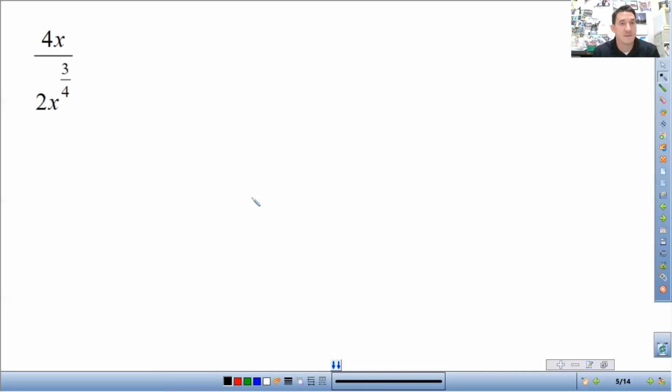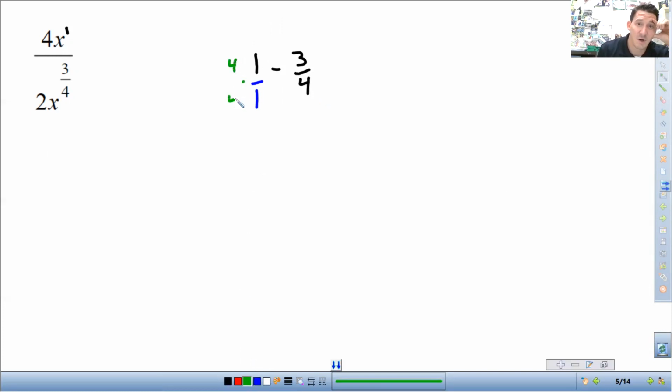This one here, subtraction. So a couple things. Make sure you remember that there would be a 1 there. So I need to do 1 minus 3/4. This isn't a fraction, so I'm going to make it a fraction. Put it over 1. Common denominator between 1 and 4 is 4. So I just need to multiply top and bottom of this fraction by 4. So 1 times 4 is 4. So I get 4 over 4 minus 3 over 4. That is 1 over 4.